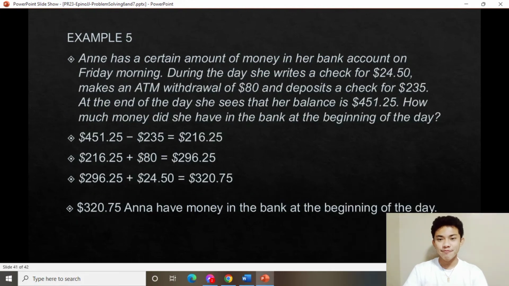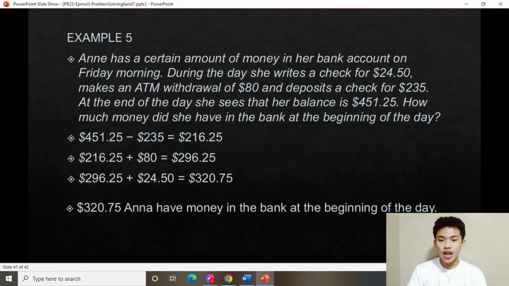Example number 5. Anne has a certain amount of money in her bank account on Friday morning. During the day, she writes a check for $24.50, makes an ATM withdrawal of $80, and deposits a check for $235. At the end of the day, she sees that her balance is $451.25. How much money did she have in the bank at the beginning of the day?